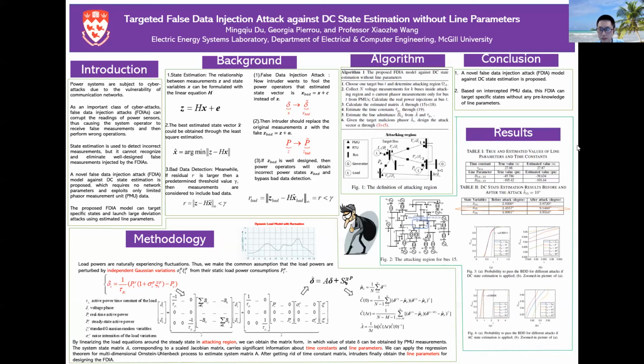So as you can see here in the result, we want to modify the state of bus 15. The attacking region has three buses here. After the full-state injection attack, you can see that the value of the angle 15 has been changed. Meanwhile, it can also bypass the bad data detection.